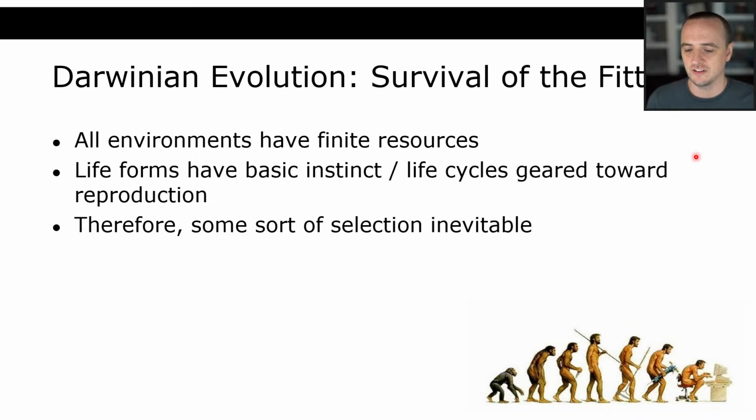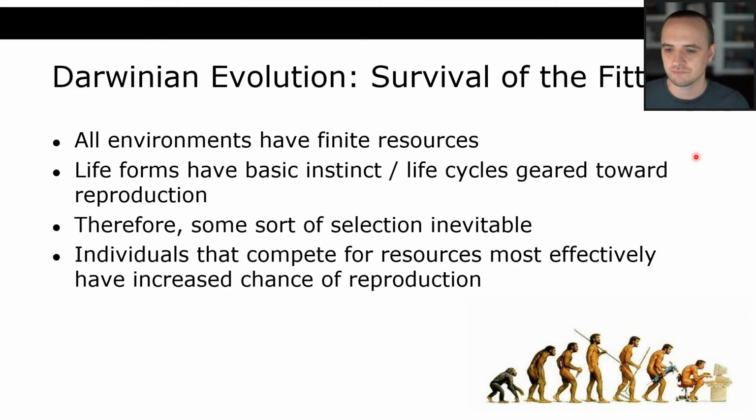So that selection is like which of you are going to live and which of you are going to reproduce, or which of you are going to reproduce and which of you are going to not reproduce. And because everything eventually dies, that's basically which lives and which dies. So individuals that compete for resources most effectively have increased chance of reproduction, right? So if there's two animals out there and one of them is bigger and stronger and there's one chicken that they're trying to compete for, well, whoever wins the fight for the chicken is going to survive, right?